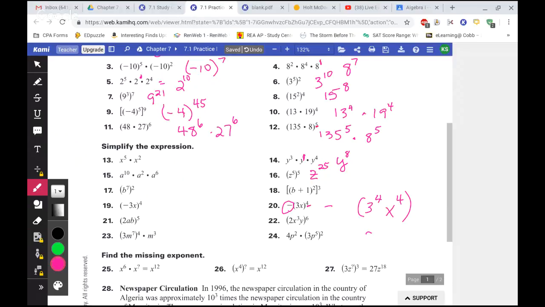So 3 to the fourth is 81, x to the fourth, and then you apply the negative last, because it's outside the parentheses. So there's a difference.